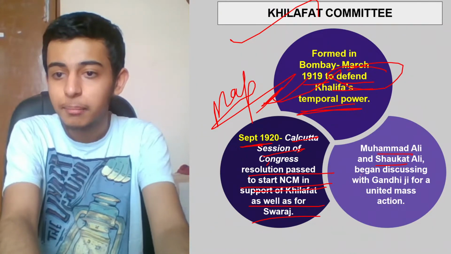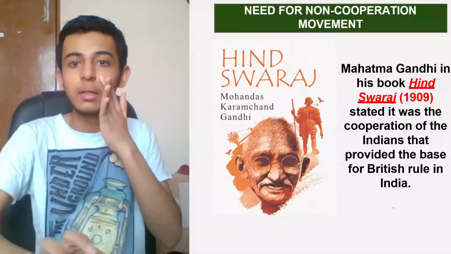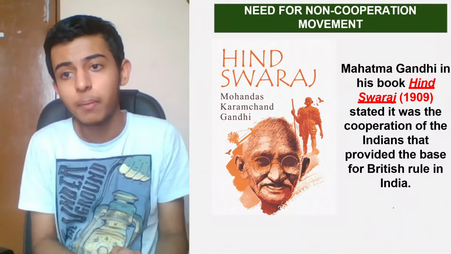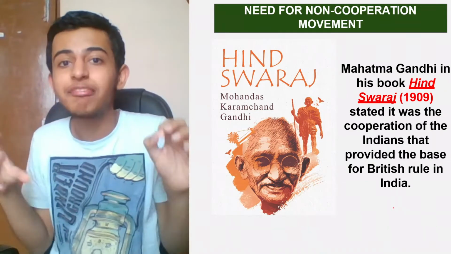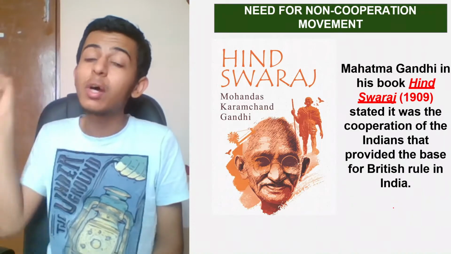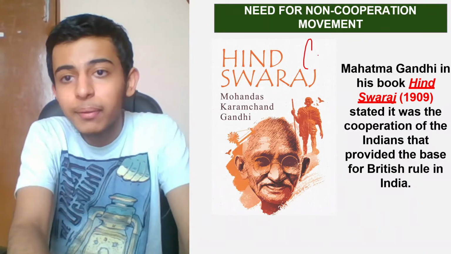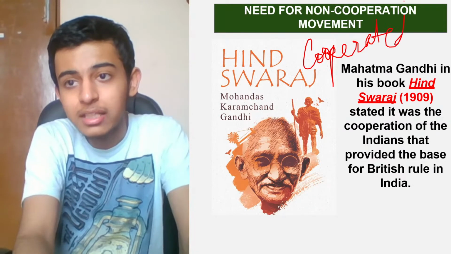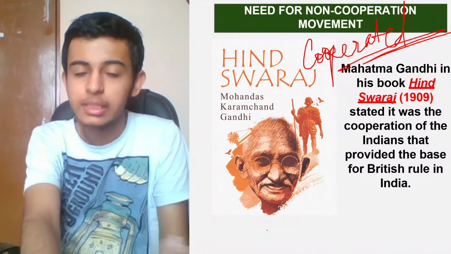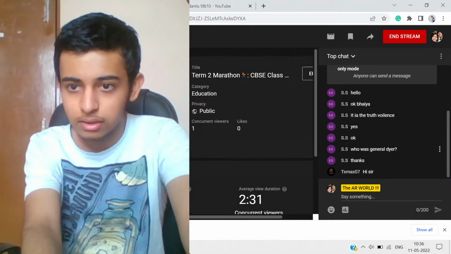Muhammad Ali and Shaukat Ali began discussing with Gandhiji a united mass action, that people had to come together to oppose, the need for a non-cooperation movement. Why do you think Gandhiji wanted to bring in the non-cooperation movement? Because he said that Britishers have been able to establish themselves in India just because Indians always supported them, because Indians always accepted their policies. They never refused, right? So they basically cooperated with the Britishers in everything. That is why Britishers have been successful. But if we Indians stop cooperating with the Britishers, if we do not listen to them, then their rule will ultimately end. Okay?